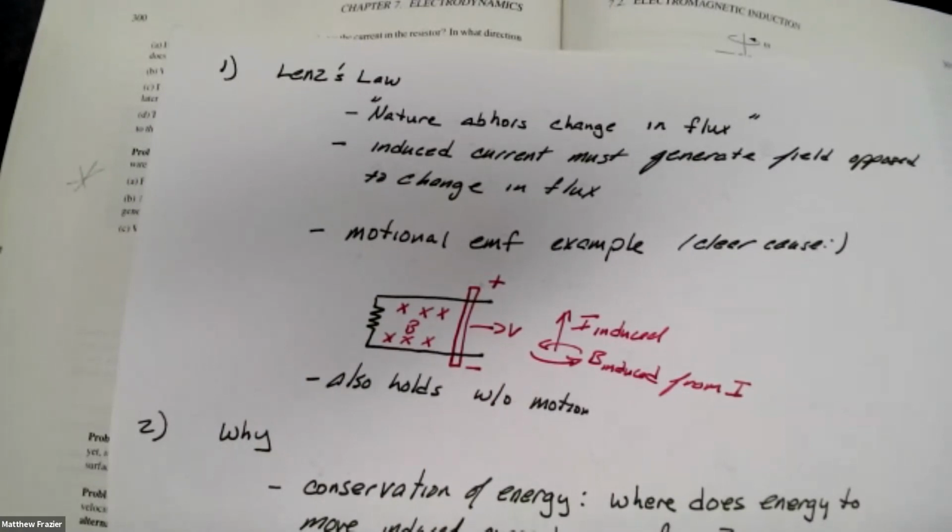You needed a field coming out of the page to undo that change in flux. And that was what caused the induced current. Now, we indicated the current was caused here by the Lorentz force, by F is QVB, the magnetic force on moving charges, because the charges are moving.